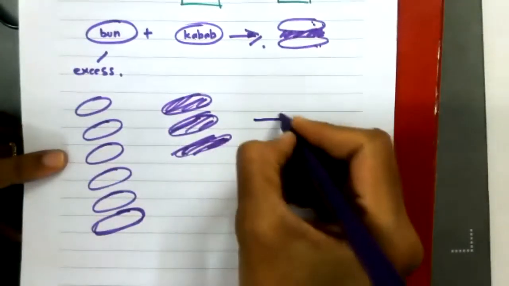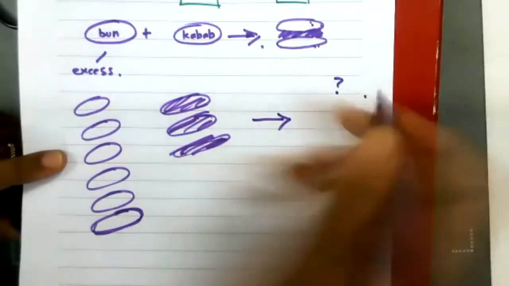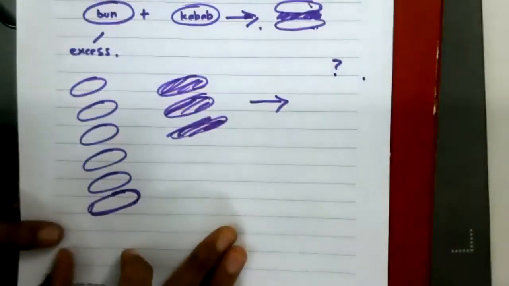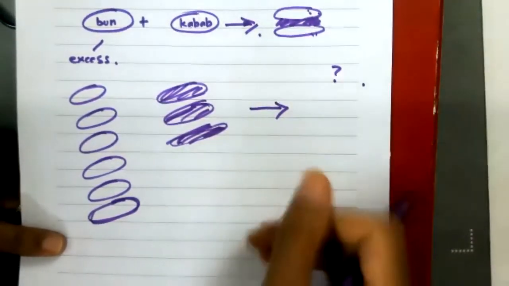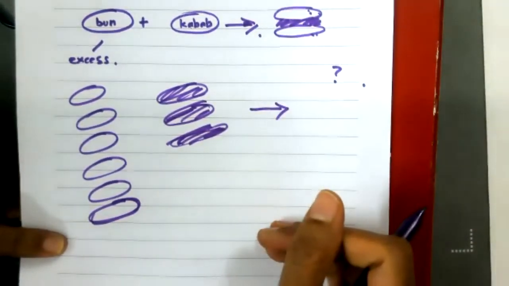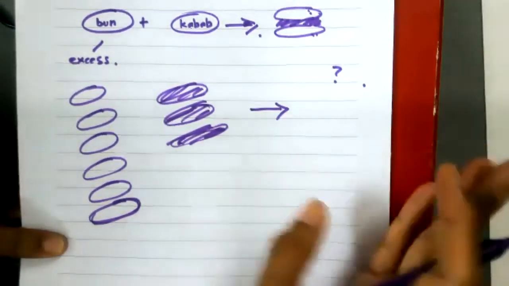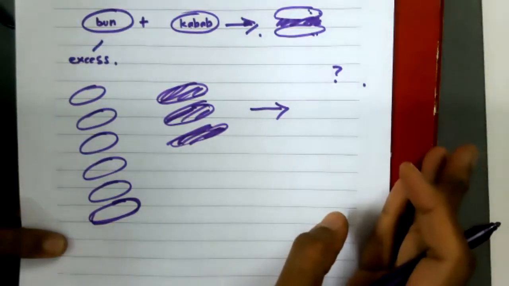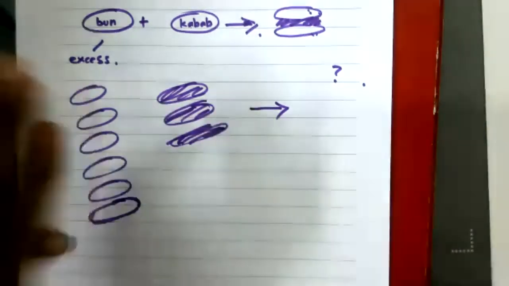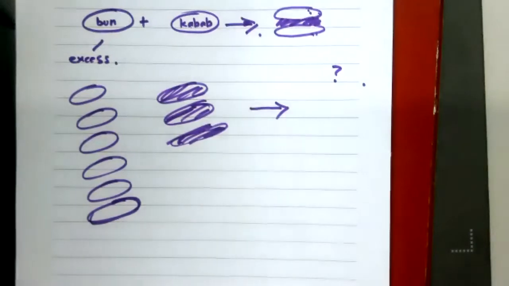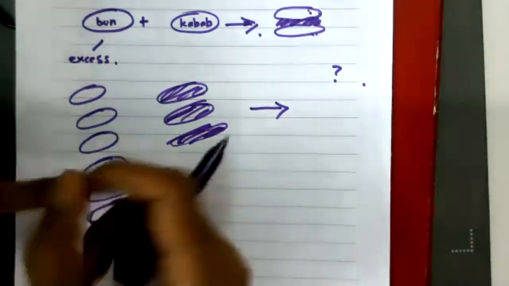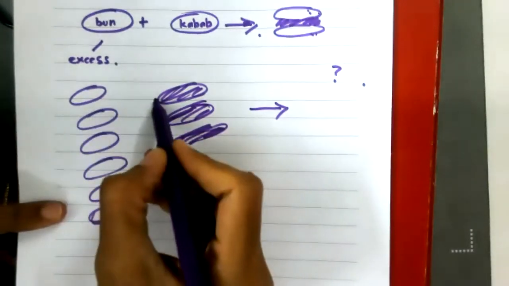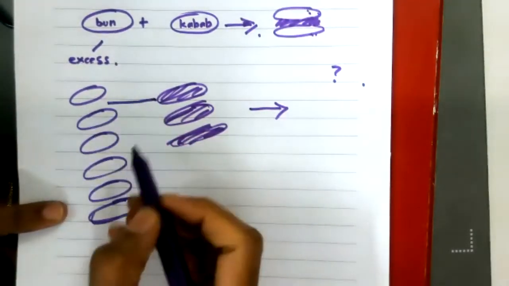Now, how many bun kebabs can I make out of this? Who will answer me? How many bun kebabs can I make? Yes, Zen. 3. Why? Ma'am, because in 2 buns there will be 1 kebab. Right. In 2 buns there will be 1.